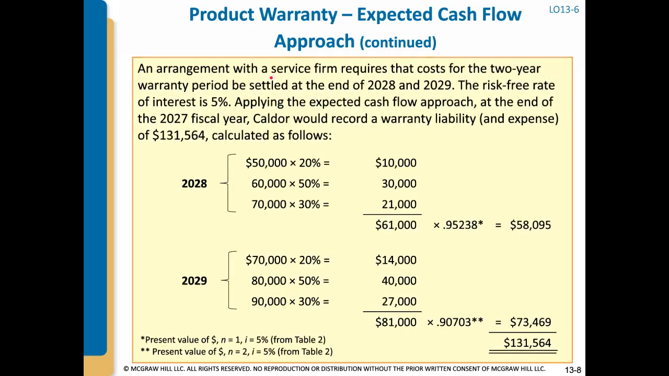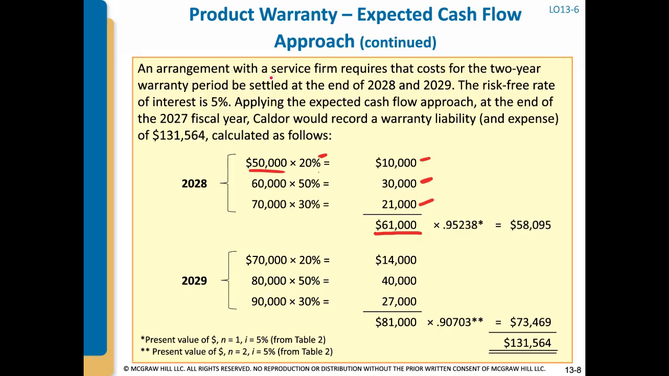So here's how this calculation, the expected cash flow approach, is done. For 2028 and 2029, we look at our probability of the warranty cost. We think there's a 20% chance that we'll pay out $50,000 of warranty costs in 2028. So we just use that probability chart, right? We take 50,000 times 20%, which equals 10,000. We think there's a 50% chance we'll have to pay out 60,000, which is 30,000, and then 30% for 70,000. So we add all those up and we get $61,000.